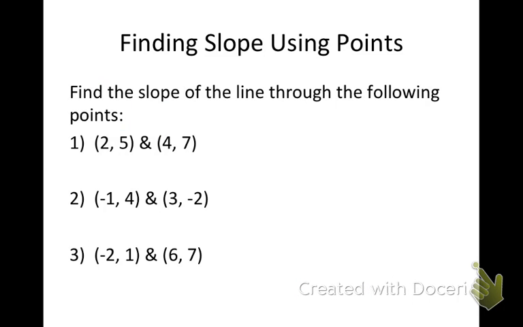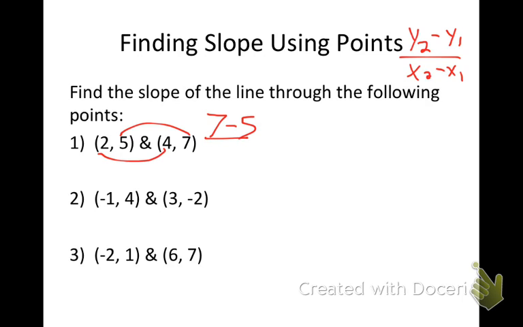So let's try number 1 here. It says find the slope of the line through the following points. Now remember slope, y2 minus y1 over x2 minus x1. So I'm going to look at my y values. 7 minus 5 over, now I'm going to do my x values, 4 minus 2. 7 minus 5 gets me 2, 4 minus 2 gets me 2, 2 over 2 gets me, hey, my slope there is 1.